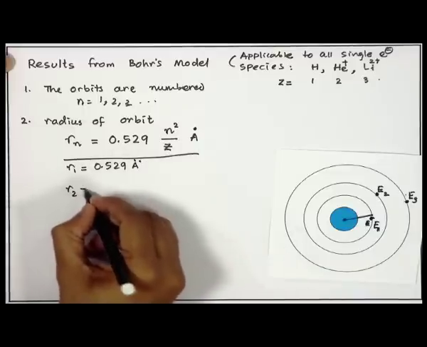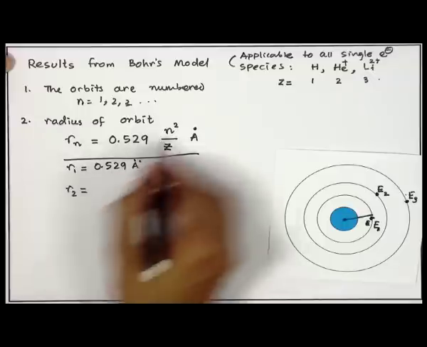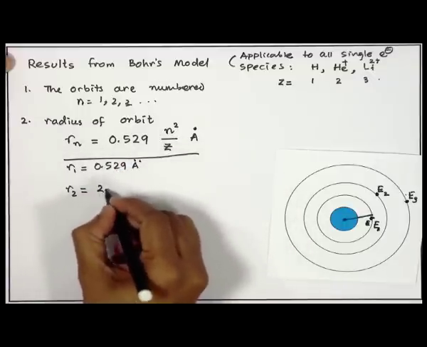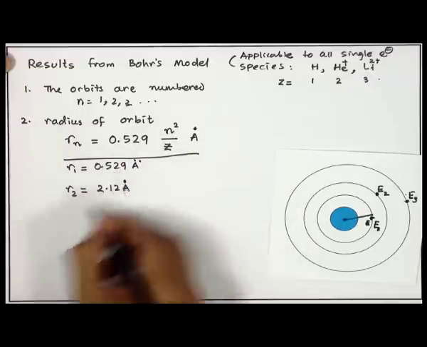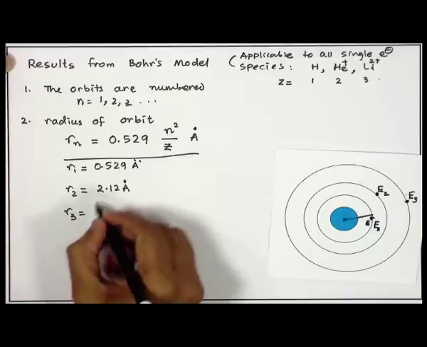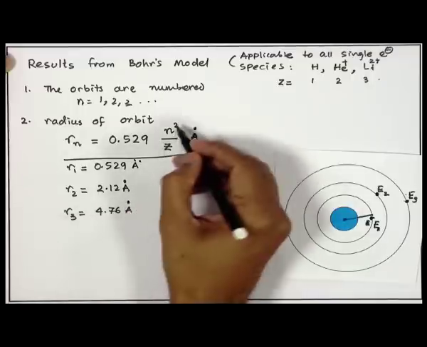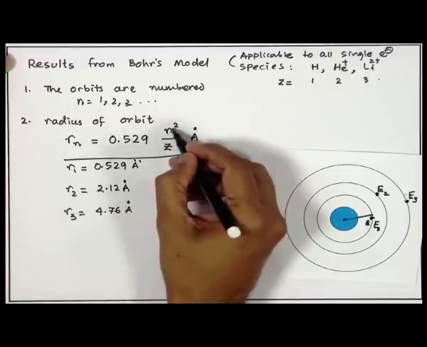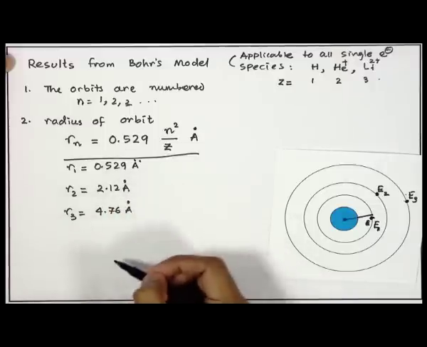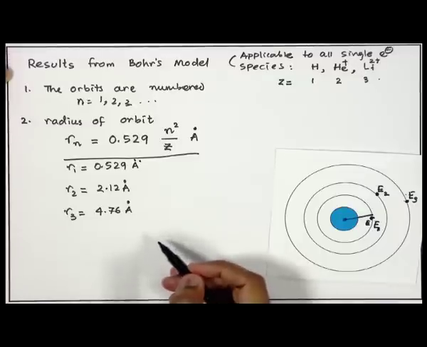What is the value of R2? I will put n as 2. So, therefore, n square is 4, 4 multiplied by 0.529 angstrom, and that comes out to be 2.12 angstrom. What is the value of R3? Radius of third orbit? This comes out to be 4.76 angstrom if you use n as 3. So, n square is 9, 9 multiplied by 0.529. In this way, we can calculate the radius of the Bohr's orbit for hydrogen atom.